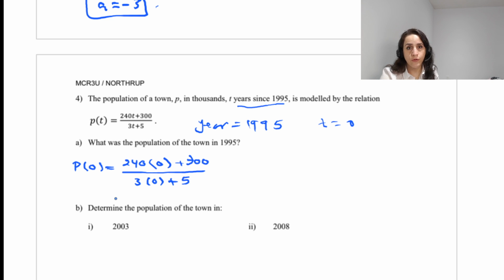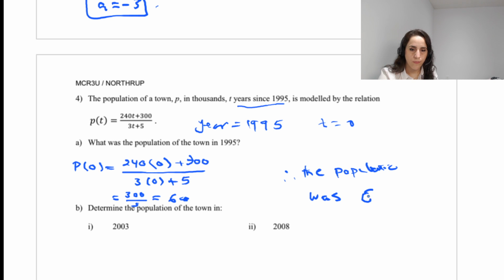Make sure you are always following BEDMAS. 240 multiplied by 0 is 0 and this one is 0. Then my answer is going to be 300 over 5, or in another way I can say 60. Then 60 people.